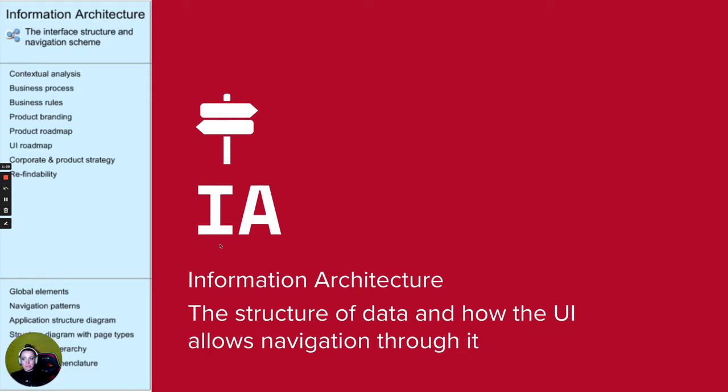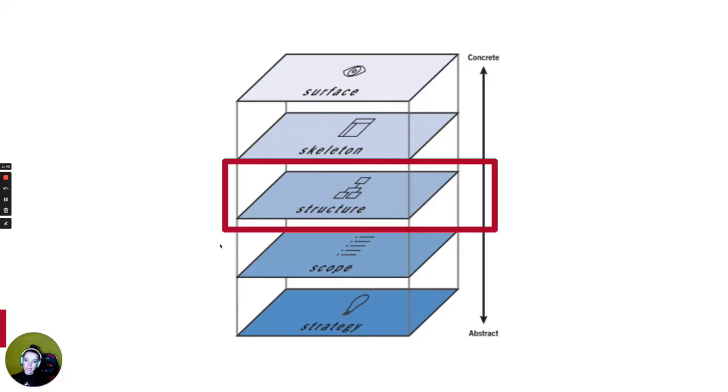So the first competency is information architecture. This is the skill of determining the structure of the data that is in an experience. In the dinosaur example from the last video, that data is like the data points about dinosaurs, what they ate, how old they are, where they're from, how long ago they lived, all that stuff, and how the UI allows navigation through it. So this is the skill of figuring out how our experience is conceptually organized. So we're looking here at the structure plane.